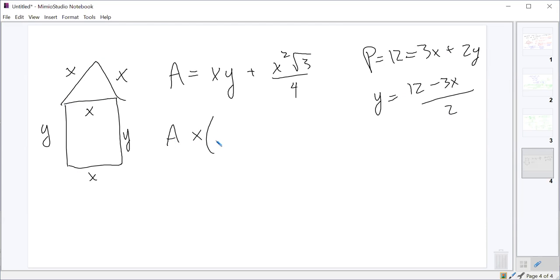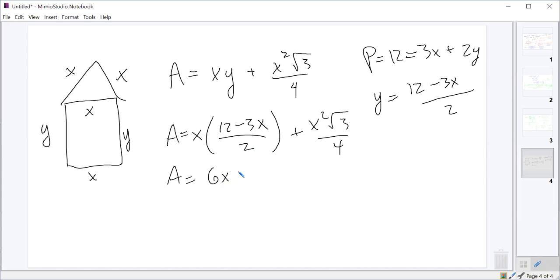So we have X times 12 minus 3X over 2 plus X squared root 3 over 4. And if we want to distribute that X in, that probably makes life a little bit easier. That becomes 12X over 2, or just 6X, minus 3X squared over 2 plus X squared root 3 over 4. Good or no? So far?